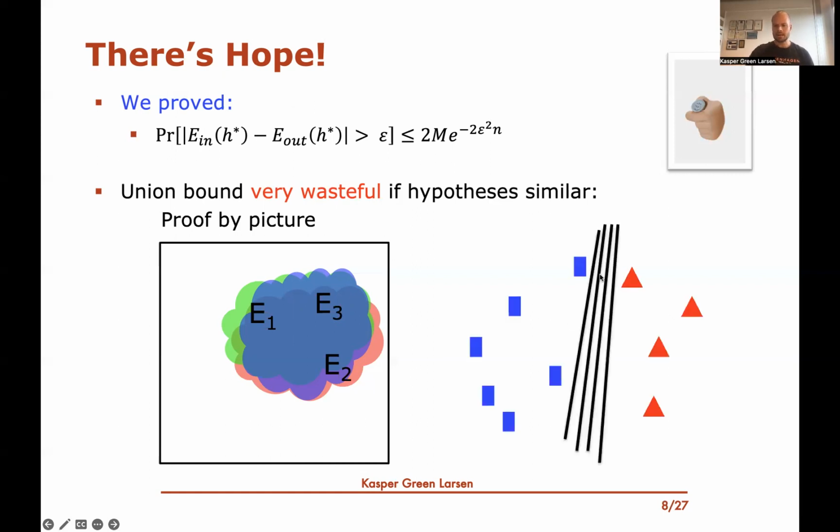Which would basically mean that if you have all these hyperplanes here that are very, very close to each other, even though they are different, then in some sense, if one of those has a very far apart in-sample error and out-of-sample error, then intuitively all the surrounding ones also have a far apart in-sample error and out-of-sample error, which means that these events are really very overlapping. So when we're just summing up the areas of the probabilities of all these events, we're really overcounting a lot. And that's where the union bound is wasteful. And this is where we'll try to do something better.